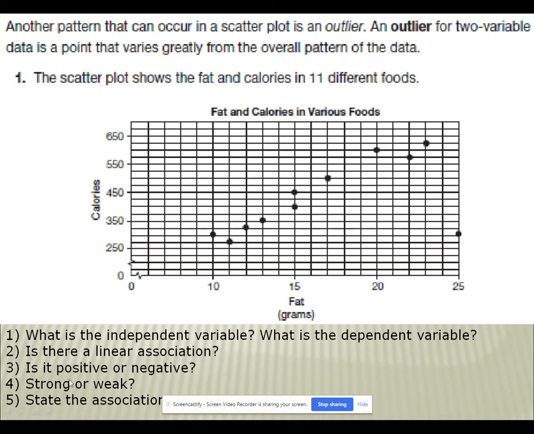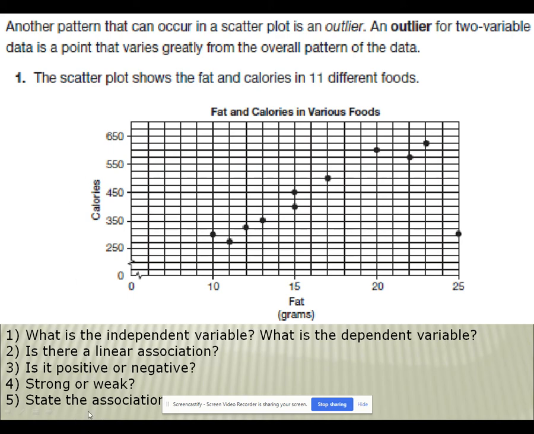All right, is it strong or weak? If I drew a line going through the middle of these points, are these points close to the line or are they far away from the line? They would be pretty close to it. So I would call this a strong relationship. Now, if they were going up, but you had a point here and here and here and here, and they're spread out more, then it would be a weak one. But these are all pretty close to that line. So that's a strong relationship between calories and fat.